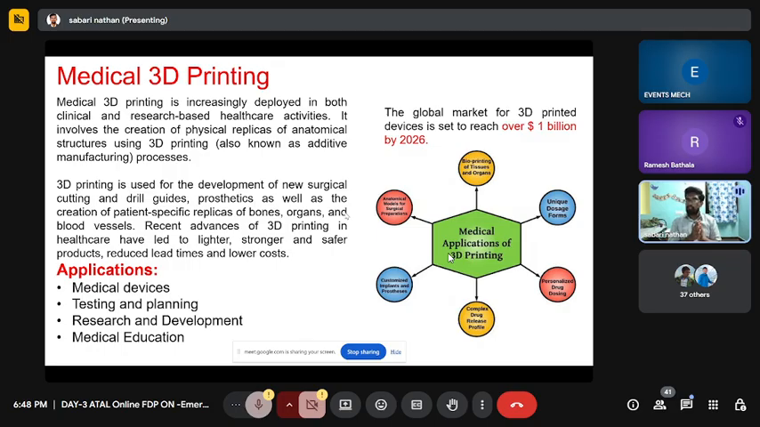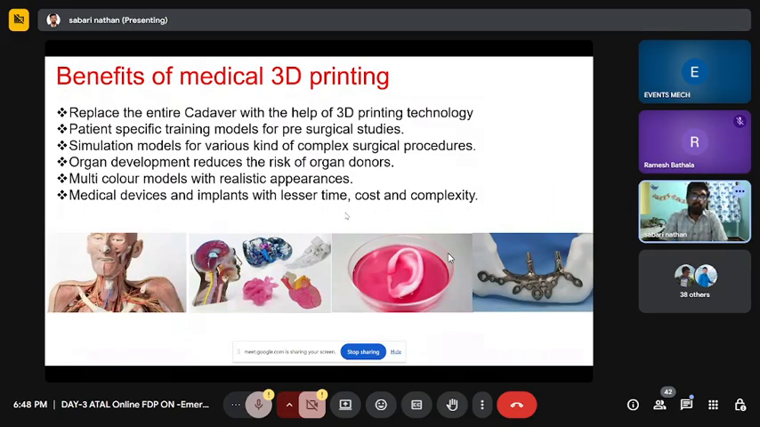The global market for medical 3D printing was projected to be around 1 billion USD in 2026, but in 2024 itself, the global market crossed 1 billion USD. So this is a major breakthrough in medical 3D printing. So wherever you can use this kind of medical 3D printing.